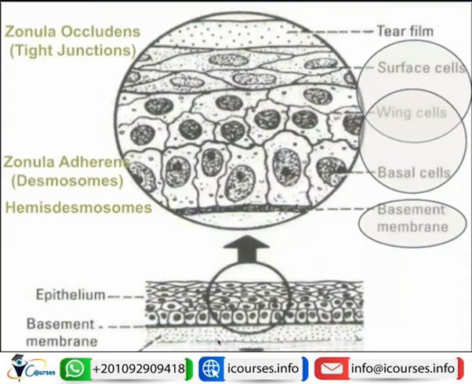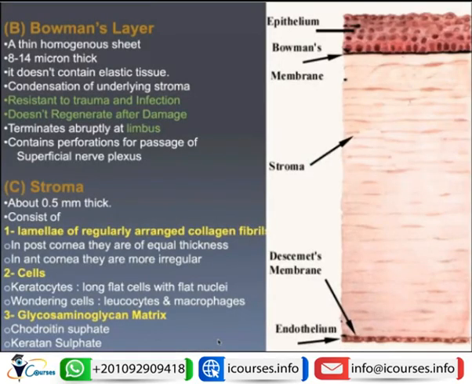Okay, let's move to the next layer, which is the Bowman's layer. The Bowman's layer is a thin layer, about 10 microns, present beneath the epithelium, and it is acellular, meaning that there are no cells in it. It is formed by condensation of the underlying stroma. The underlying anterior stroma condenses to form the Bowman's layer.